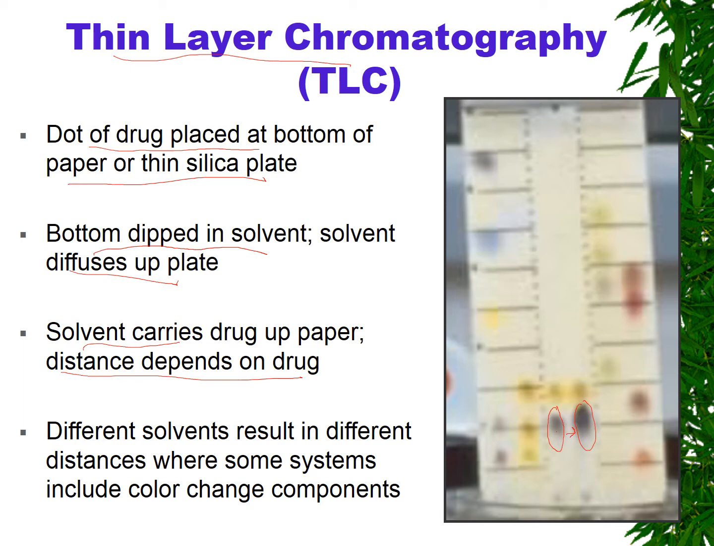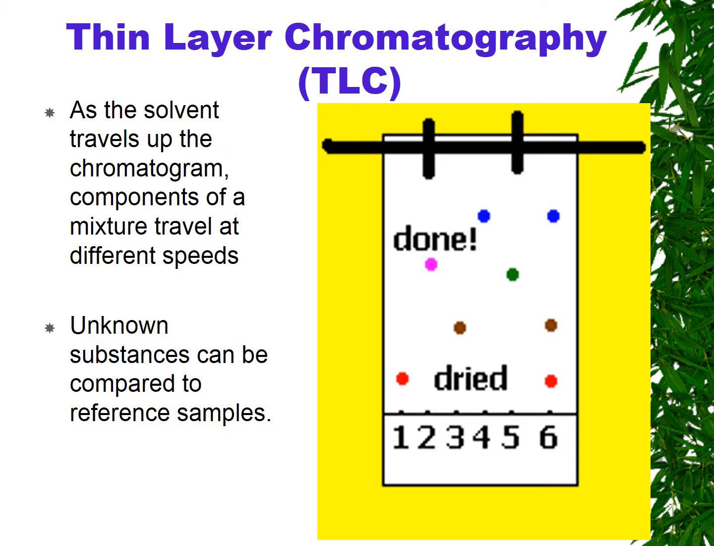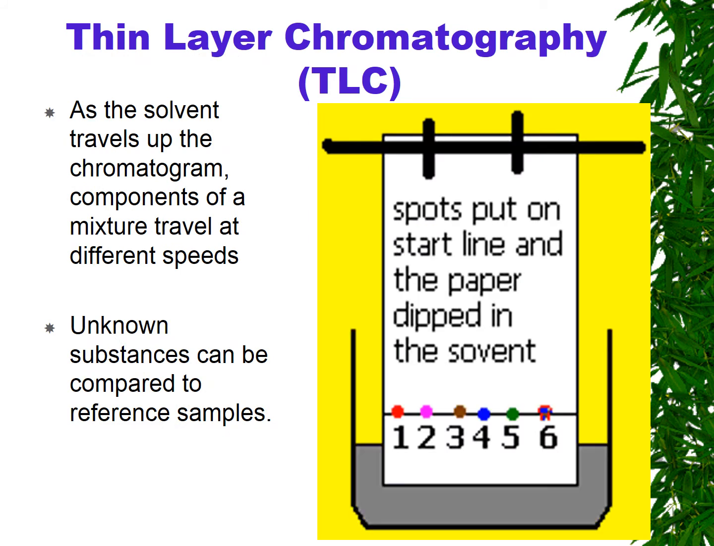So itu yang menyatakan dia adalah drug jenis apa. Okay, and then different solvents result in different distances, where some systems include a color change component. So tengok kan ada color change kan. So ini pun color change, the distance semua adalah berbeza based on the types of drug. And then the different solvent pun akan mempengaruhi dia punya color change. Okay, this is the TLC. Continue.